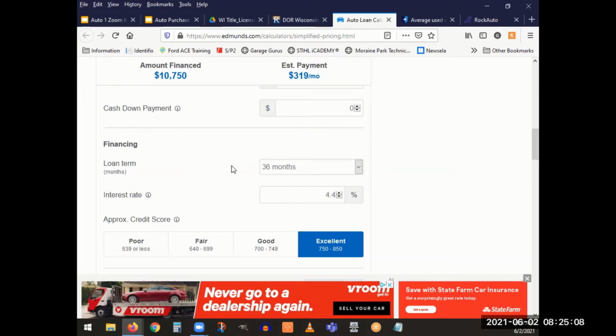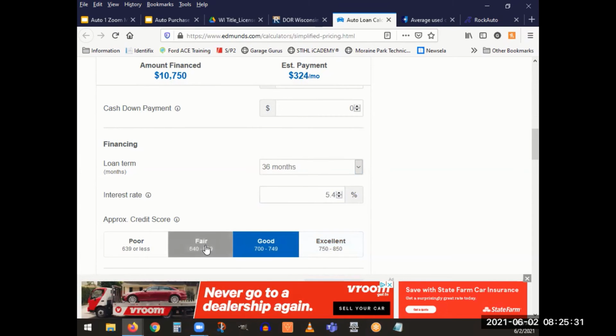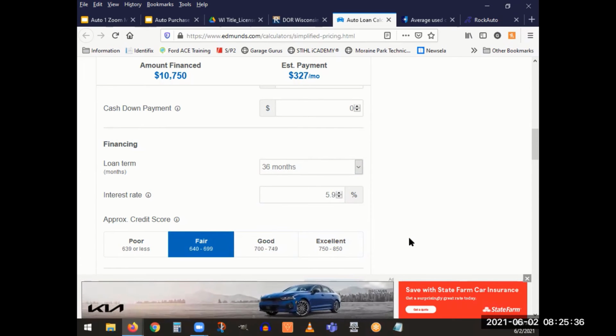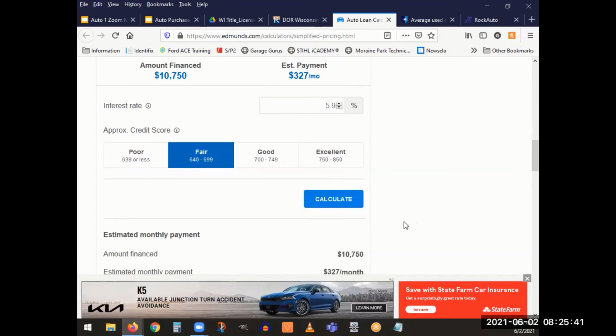36 months is 3 years. Okay, that's a long time. So as it is, this is why you always have some kind of cash down payment to help get that down even more. All right, interest rate, we're looking at 5.9%. Okay, so we'll just punch in 5. I'm just going to leave it at 5.4. And because you're out of high school, we're going to say you have fair credit. Again, you could have good credit, you could have excellent credit, you could have poor credit. We're using this as an example just to figure things out.